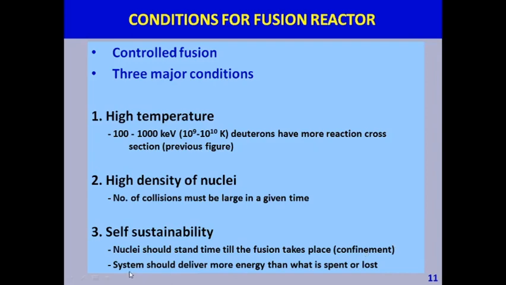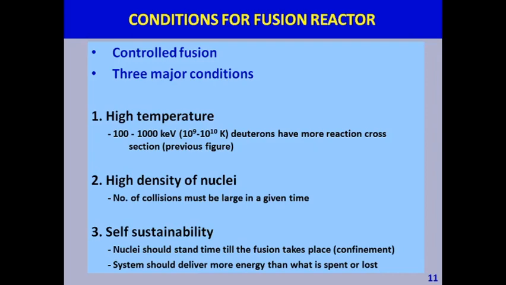Then the second is, the system should deliver more energy than what is spent or lost. We have already seen that to have fusion, you have to bring two nuclei together. For bringing them together, you have to spend energy because you have to fight against the Coulomb force of repulsion. So you are spending energy to effect fusion. When your fusion is effective, you will be extracting energy from fusion. So you are giving energy and getting energy. It must be in a way that the energy you get must be greater than the energy you spend. Otherwise it is of no use.